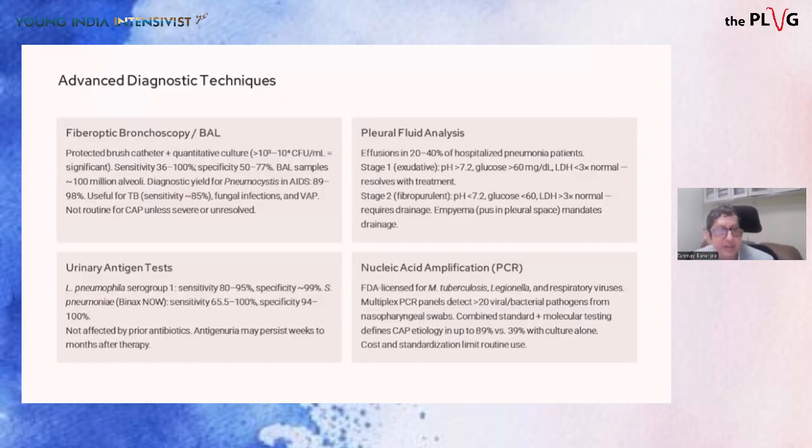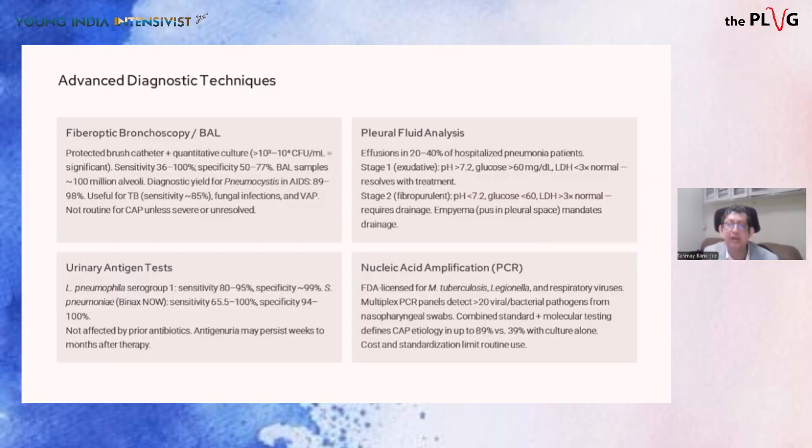So coming to diagnostic techniques, you can use a fiber-optic bronchoscope, which is obviously best, and you can take a protected brush culture. Sensitivity is about 36 to 100%, specificity 50 to 77%. If there is a pleural effusion, you can do pleural fluid analysis. A urinary antigen test for Legionella pneumonia or strep pneumonia you can do. And definitely nowadays, we can do a PCR-based test, which can rule out or confirm suspected viral infection and also give the etiology of bacterial infections.